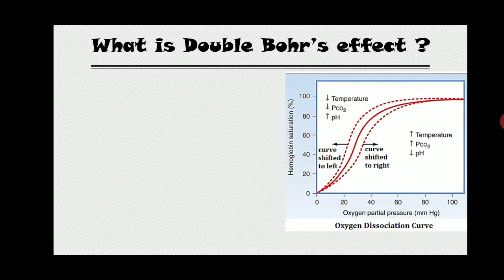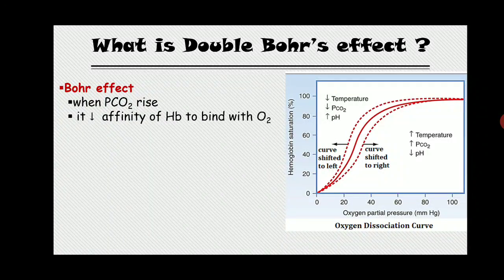Got it? So what is the Bohr effect? The Bohr effect is this right shift. Whenever there is a higher partial pressure of carbon dioxide, it will decrease the affinity of hemoglobin to bind with oxygen, so oxygen gets released. This is the Bohr effect. Let me write it down for you. What is the Bohr effect? Whenever the partial pressure of carbon dioxide rises, it decreases the affinity of hemoglobin to bind with oxygen, and oxygen will eventually be released.